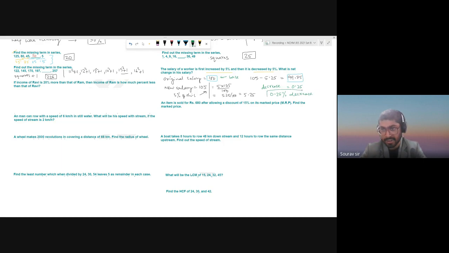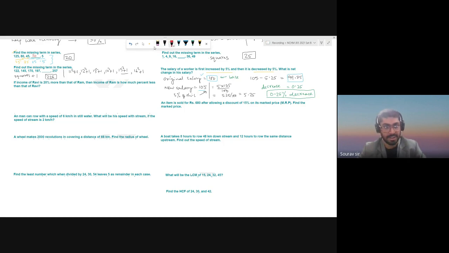So if your increment and deduction are the same, then you'll end up with a net deduction. This is intuitive because when you increase, it starts from a lower threshold. And when you decrease, it starts from a higher threshold, right? 105. So the increment will always be less than the decrease.